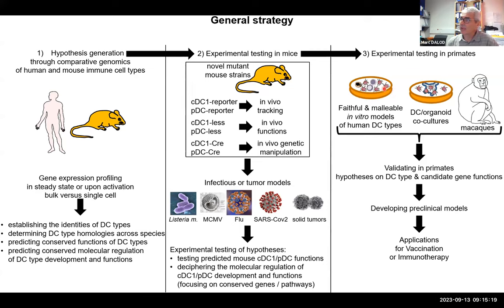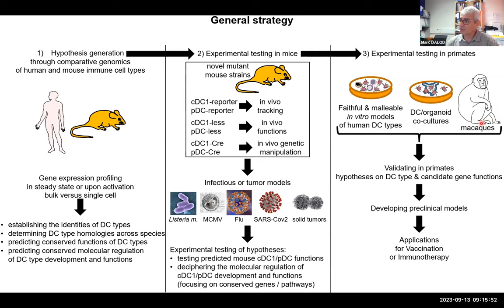humans. And for that also, as I will illustrate, we needed to develop faithful, malleable in vitro models of human DC types to be able to play with pharmacological or genetic manipulation of human DC types to test the hypotheses that were shown to be true in the mouse. Later on, we'd like to develop DC co-cultures with other cells. So of course, DC co-culture with T cells, but more generally, perhaps co-cultures in organoids to try to model in vitro how the disease works in a tissue or in an organ environment.